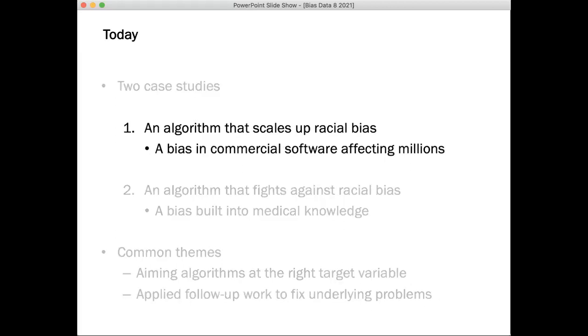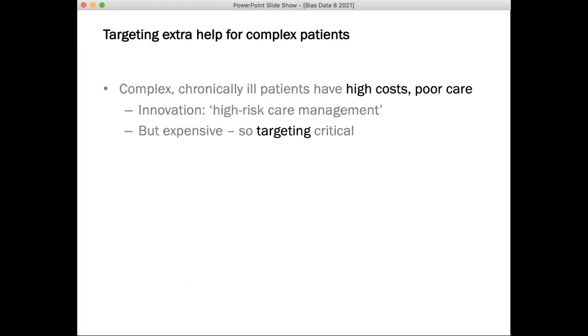So let me start with the first one. This is an algorithm that is used to help health systems and insurance companies get extra help to patients who need extra help. One thing that I think you all know about our healthcare system is that it doesn't work very well for everyone, and that there's this set of complex, chronically ill patients that have very high costs and also get poor care.